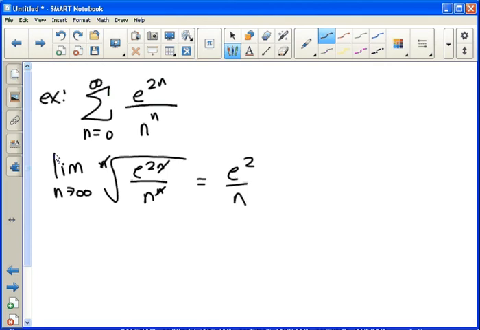I'm sorry, I need to make sure I'm doing absolute value here. It's not really going to make a difference in this one, but it's good practice. Now e squared is just a number. That's 2.71 squared, so I'm not sure what that is, but it is just a number. While n is going to infinity, so it's getting huge on the bottom, so our limit's just simply going to be 0. According to the root test, if your limit is less than 1, which this is, your series converges.